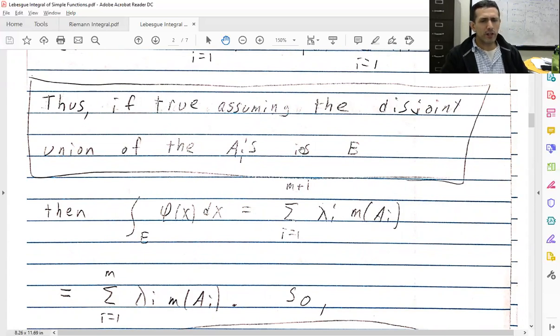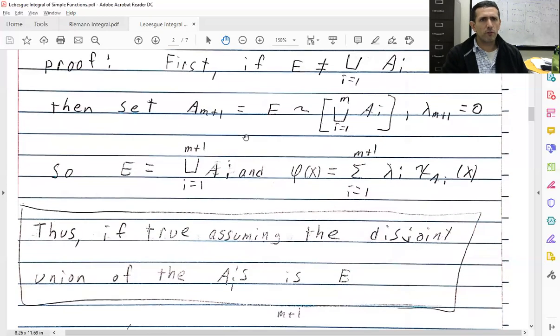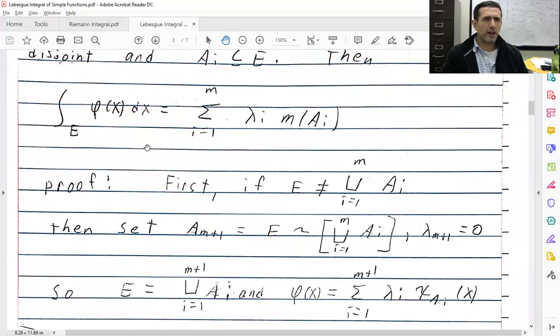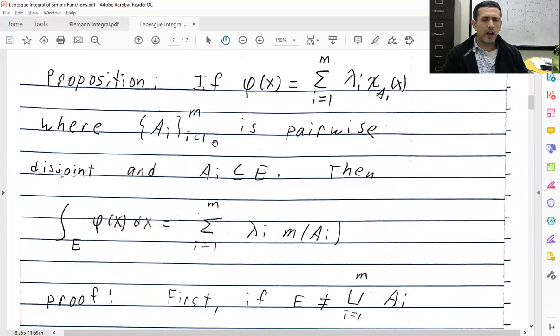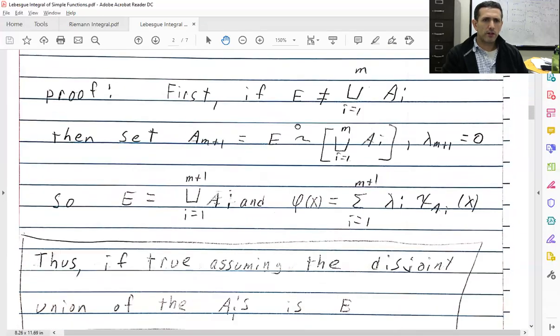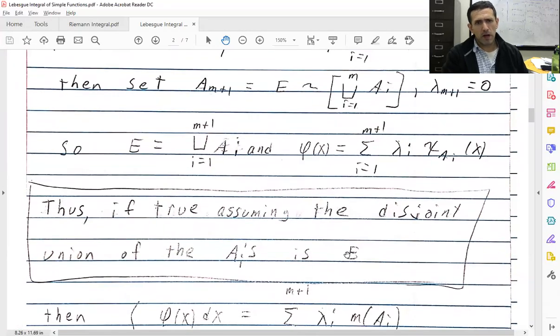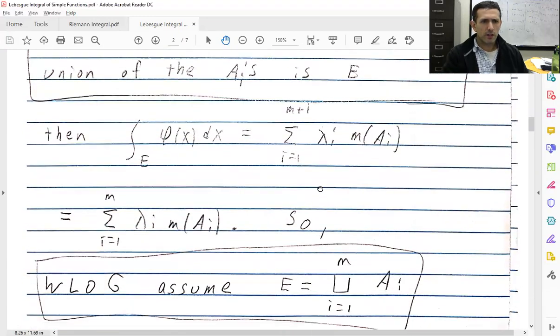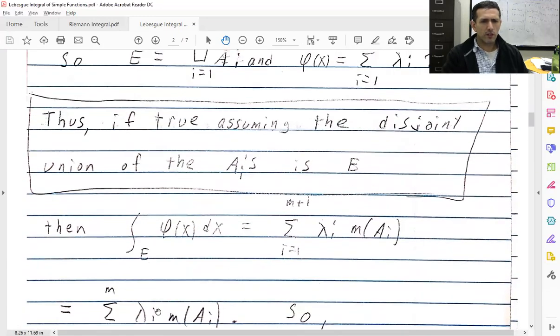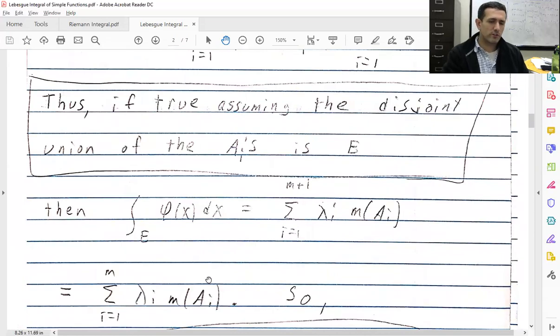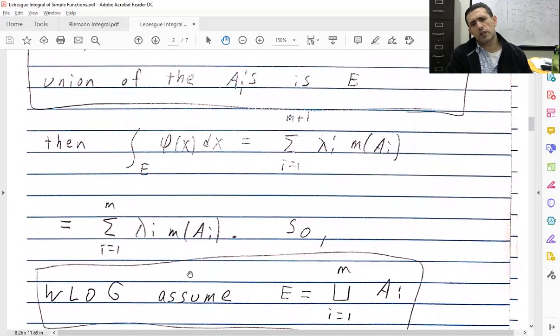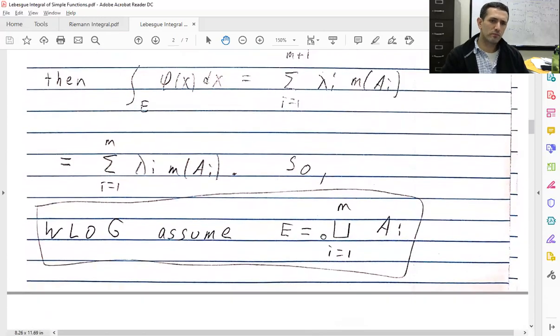So if we can prove the proposition under this assumption, then we have in general proved the proposition. Because we just started off with phi of x and these A_i, and we've proven, assuming what's in the box is true, that this integral is exactly the sum we wanted to prove it is. So without loss of generality, we're going to assume that the disjoint union of the A_i is E.